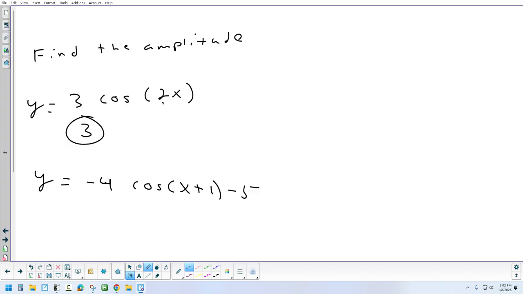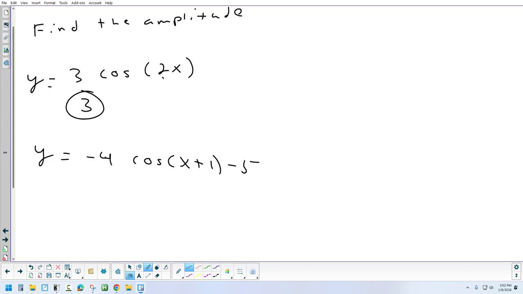How about the amplitude of the next one? Still 4. That would be absolute value. Yep. The plus 1 and the minus 5 have no effect on the amplitude, and the negative has no effect. They do have an effect if you were to draw it, but they don't affect the amplitude. Any questions on that?